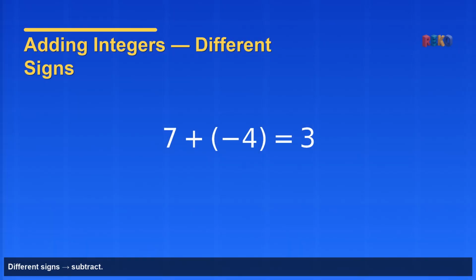If the numbers have different signs, imagine a tug of war between them. The positive and the negative pull in opposite directions, so you find the difference between their sizes. The larger force wins, and the result keeps its sign. For example, 7 and -4 pull against each other. The difference is 3, and because 7 is positive, the answer is +3.